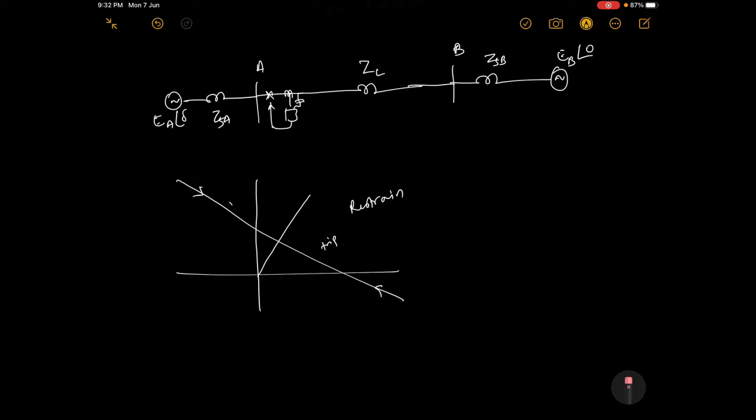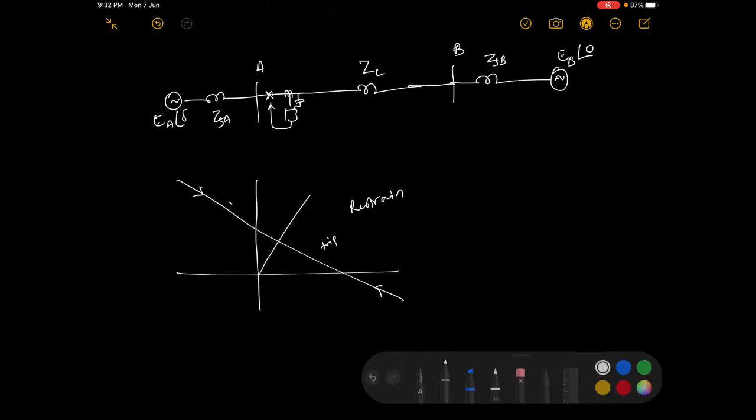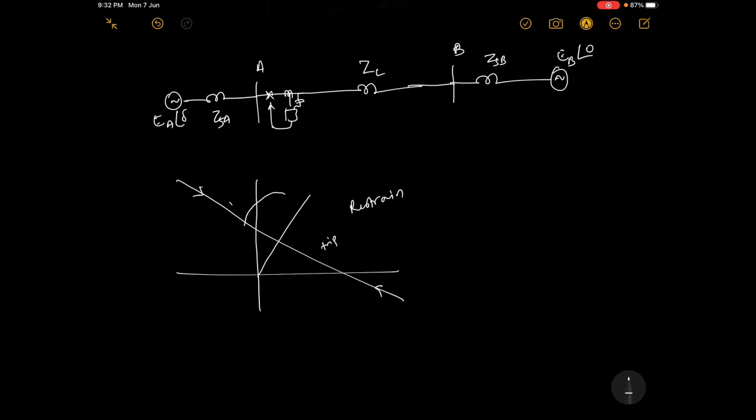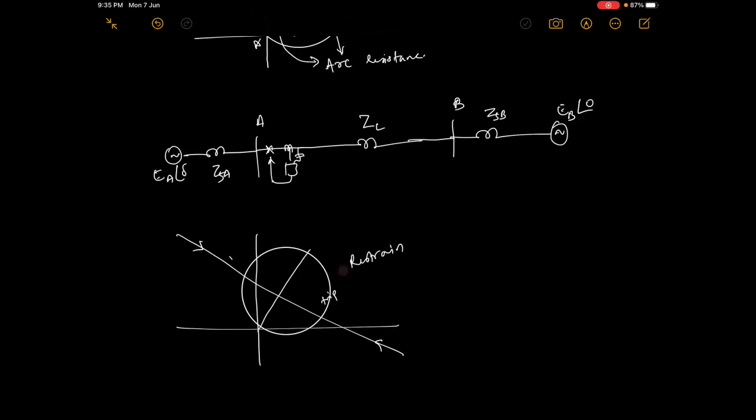Let me draw a circle itself. It's looking weird, not looking good. Let me try to draw a circle again. Now it is less prone to the power swing, because the circle radius is less. So this relay is less prone to the variation in power swing.